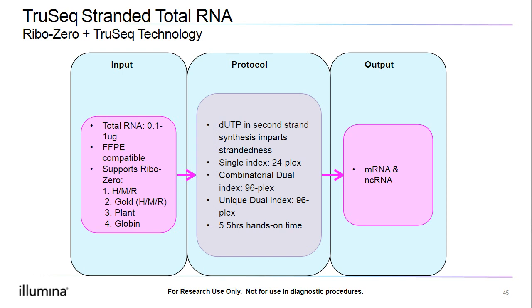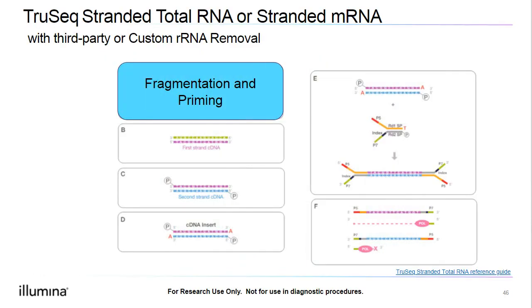If you're using a sample type that may not be compatible with the RiboZero probes listed here, you have more options. You can use a third-party or a custom rRNA removal kit of your choice to deplete the rRNA up front. Once the rRNA is depleted, you can use the depleted input with either the TruSeq Stranded Total RNA or even the TruSeq Stranded mRNA to proceed with fragmentation, priming, cDNA synthesis, and subsequent library prep steps.